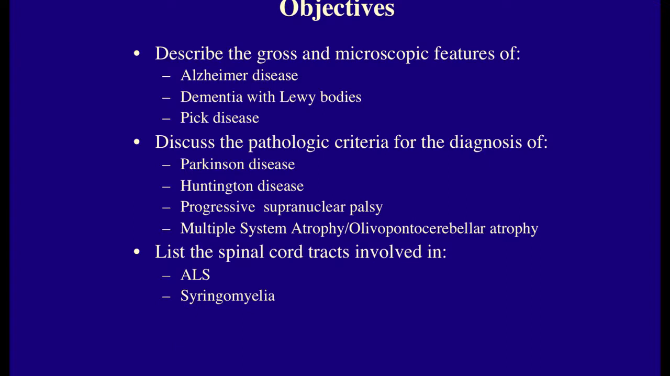So the goal for this lecture is for you to become familiar with the pathologic features of several dementing disorders that affect the brain, as well as the pathologic features of a number of movement disorders that also affect the brain. And then we're going to finish up by reviewing two disorders that affect the spinal cord. And there I'd like you to become familiar with the tracts that are involved by these diseases.